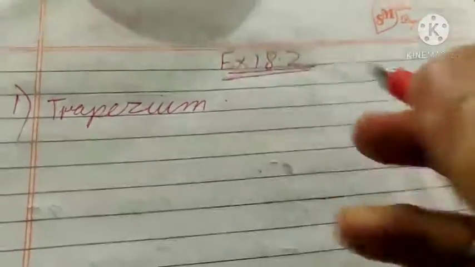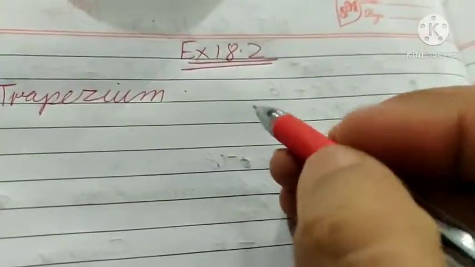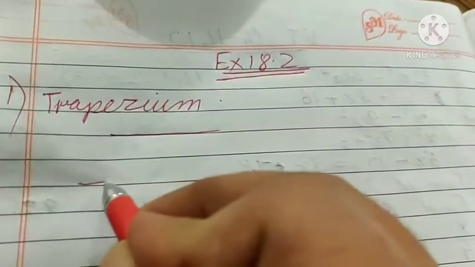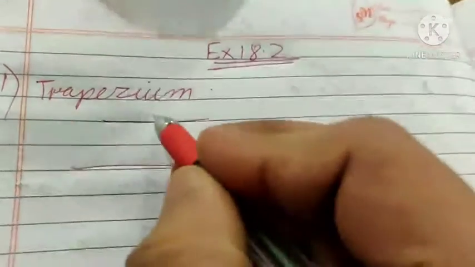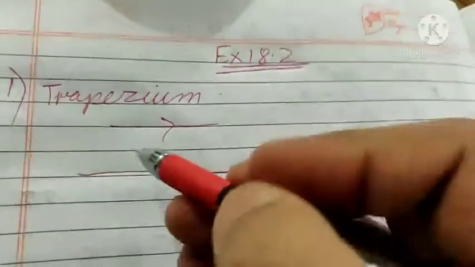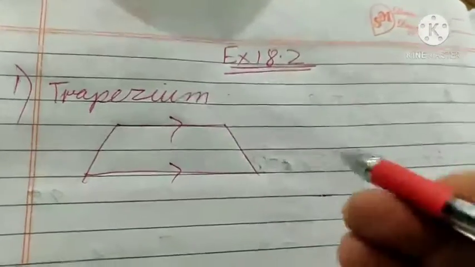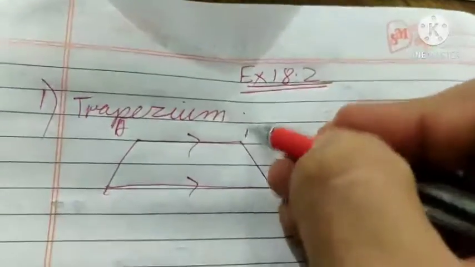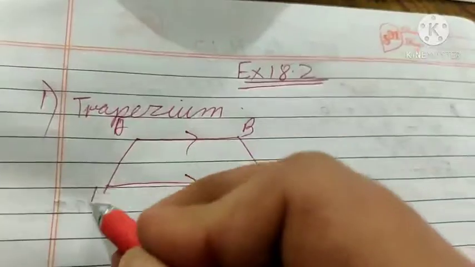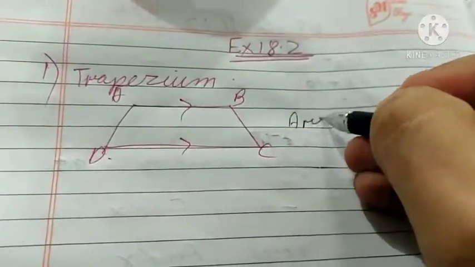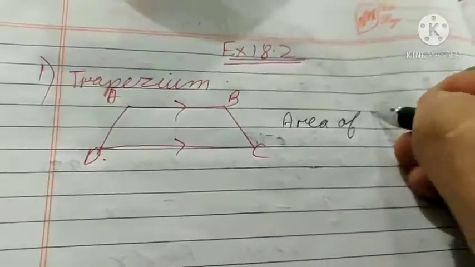Talking of trapezium, how is this figure? This figure has two parallel lines. These two are the parallel lines, okay, and they don't have an equal length. This is A, B, C and D, okay. So what is the area of trapezium?